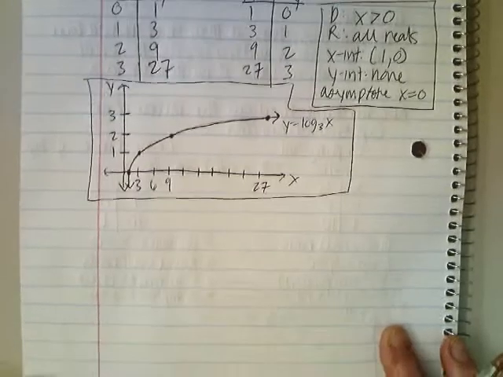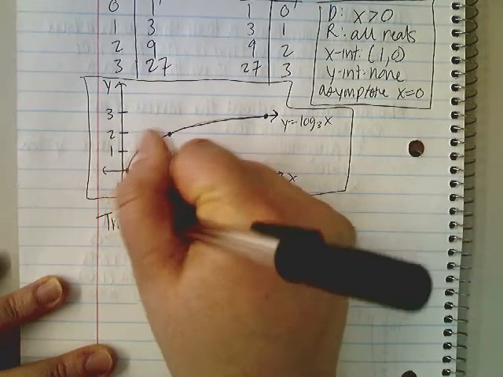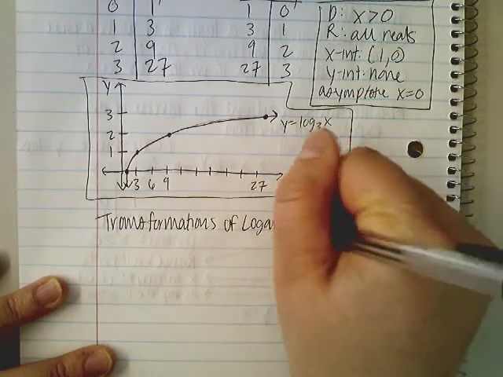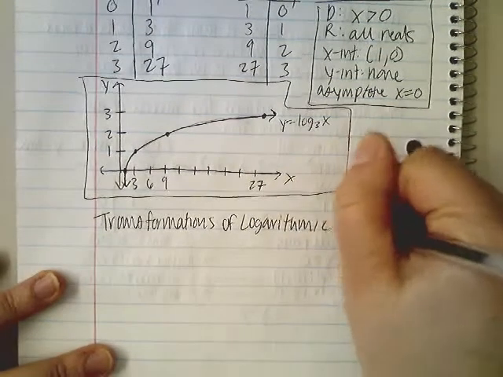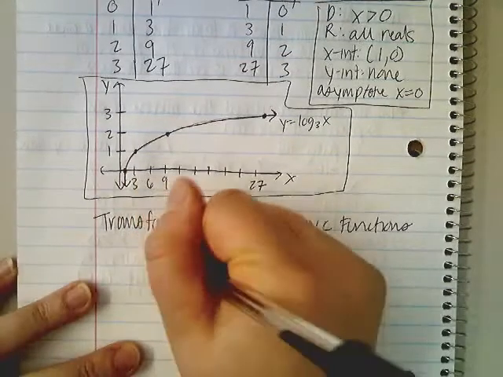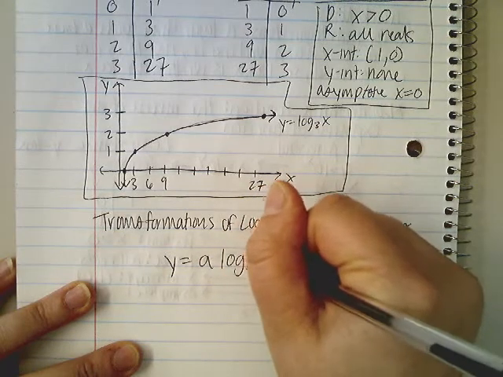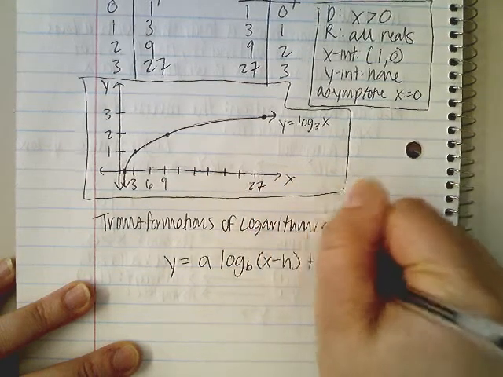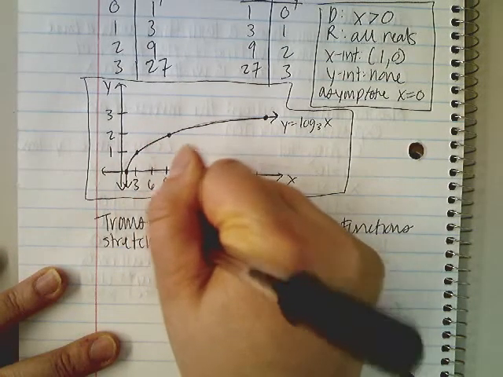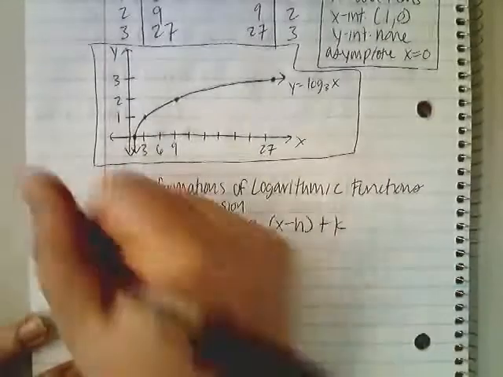All right, the last thing I'm going to talk about today is the transformations of logarithmic functions. So again, I've told you transformations are not going away. So the same transformations are applied here that were applied in all our previous function equations. So I have y equals a log base b of x minus h plus k. So a is still our stretch or compression. And if a is negative, you have a reflection.